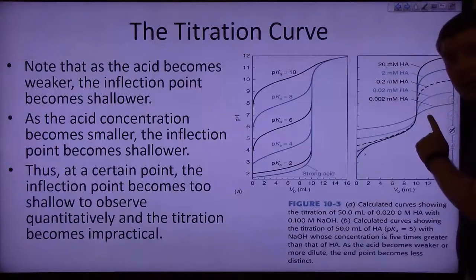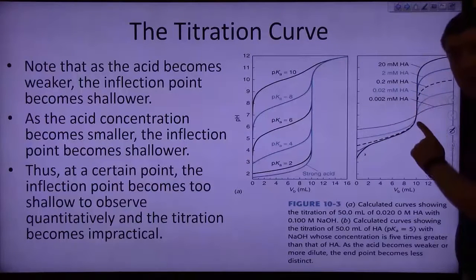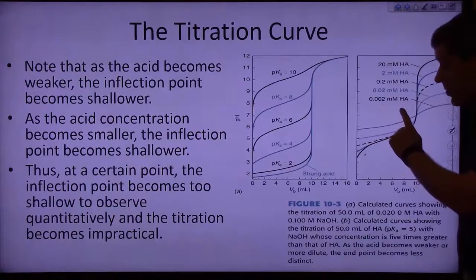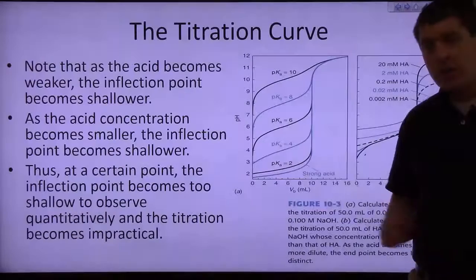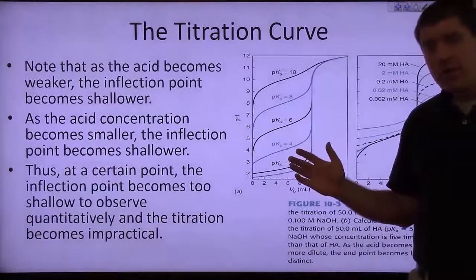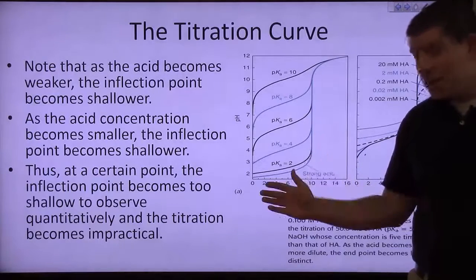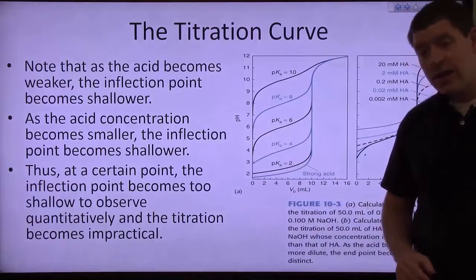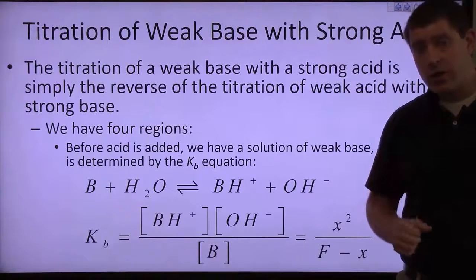Note that here we're titrating with an equal concentration. And so as the acid concentration goes down, the base concentration also goes down. And note here that if we have a very small concentration, or if we have a concentration of just 2 micromolar, then this inflection point becomes very difficult to see. So in either one of these cases, if the titration curve has an inflection point that is too difficult for us to determine accurately, then we cannot draw any conclusions from that titration, and that means that our titration has become impractical.